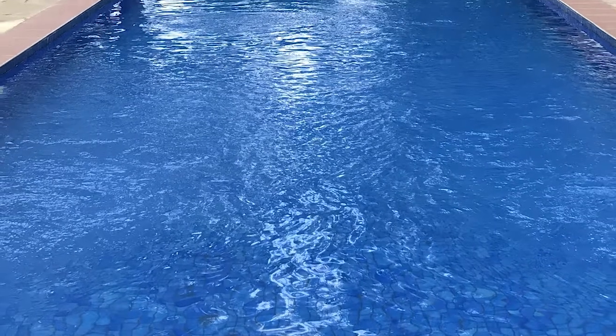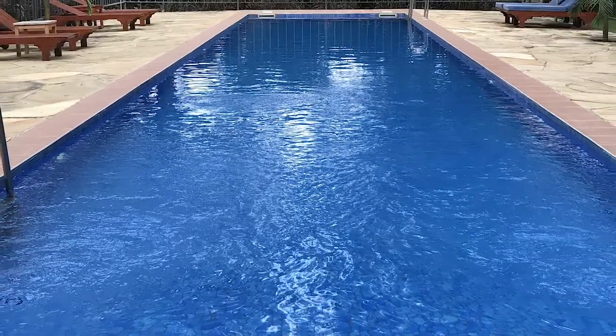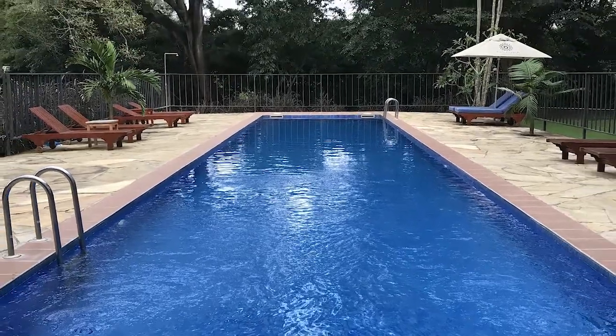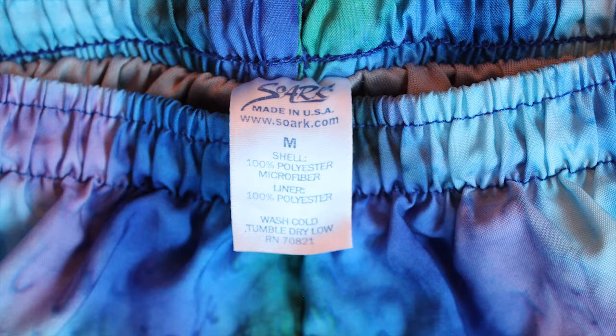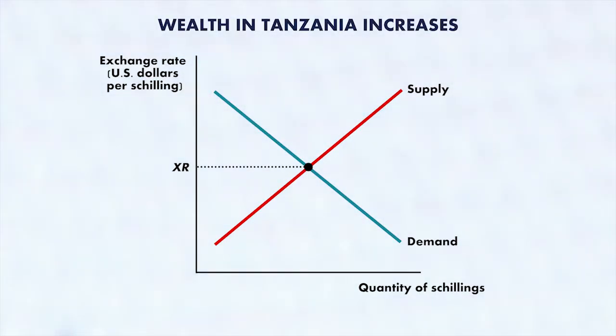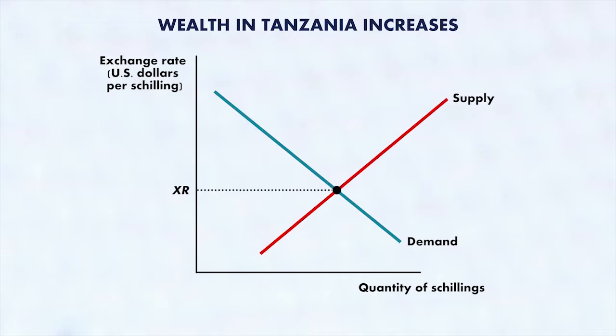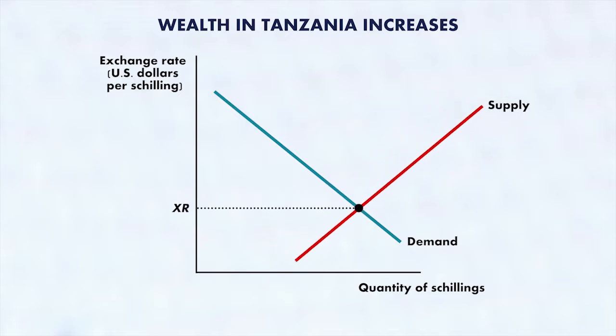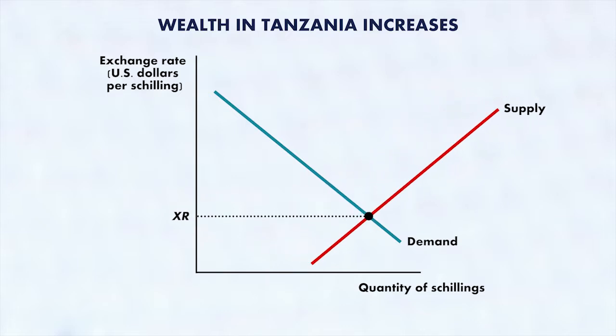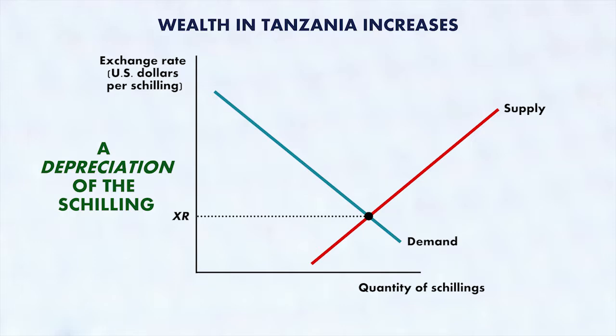If the general level of wealth in Tanzania increases, Tanzanians will buy more of most goods, including imports from the United States. To buy those additional imports, they will supply more shillings in exchange for dollars, which increases the supply of shillings and shifts the supply curve to the right, decreasing the exchange rate. We call that decrease a depreciation of the shilling.